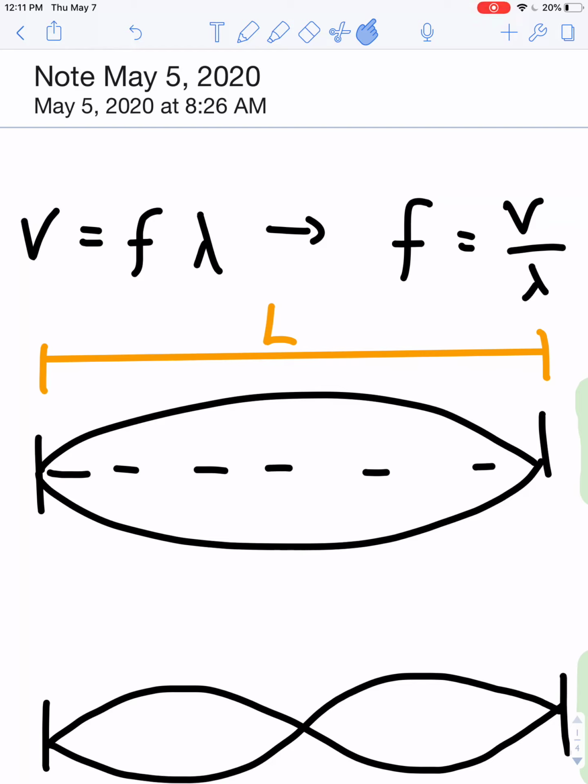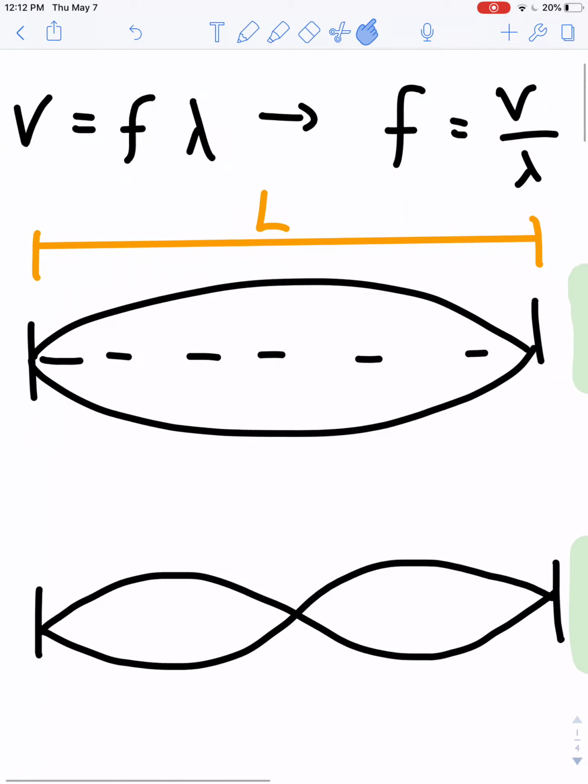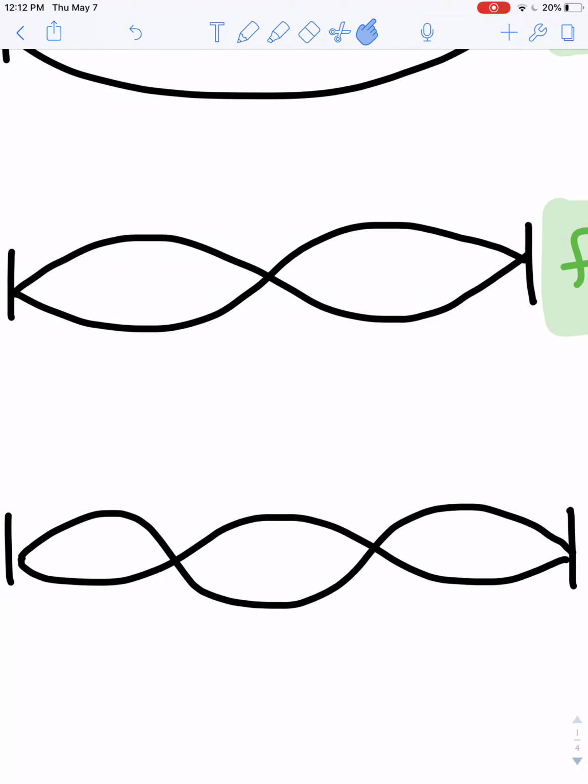We're going to look at how these standing waves work with instruments, such as a guitar for a string instrument, or a flute or a recorder for an air instrument. Okay, so here we have some standing waves. You can see one example, the second example, and the third example.